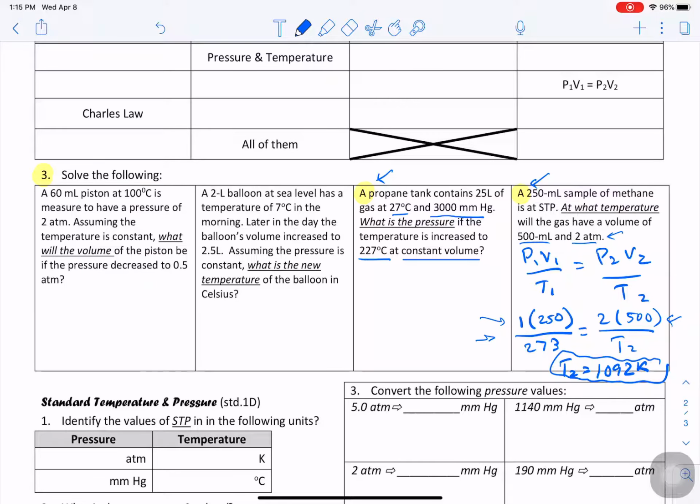Now, I hope that was helpful. If you have any other questions, email me, Canvas message me. Remember, on the gas law problems, to identify which gas law you need to use, the first thing you need to look for is, what did they give me? What am I trying to find? What's constant? All of these things will help you determine which gas law to use.